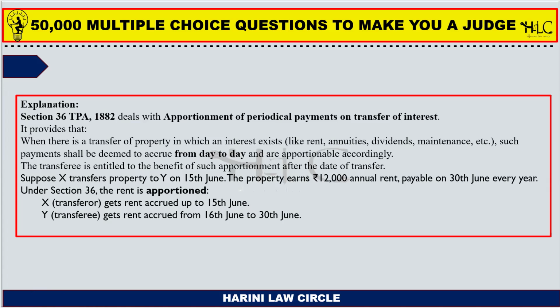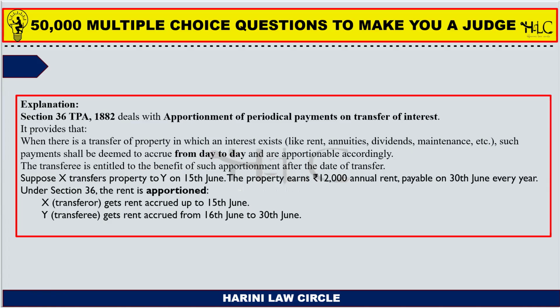For example, there is a sale deed which is executed by one party to the other, and there are interests like annuities, rents, or dividends or maintenance which accrue from the said property which is transferred through a sale. So such apportionment of those benefits also accrues to the person who received it from the date of this transfer only. Okay.